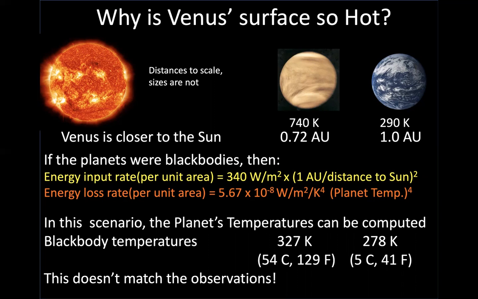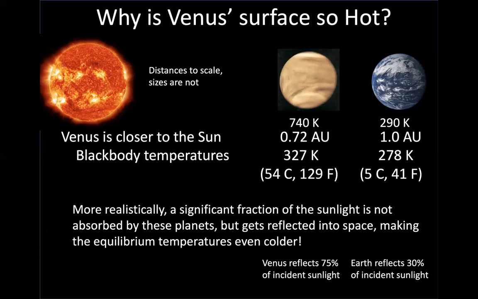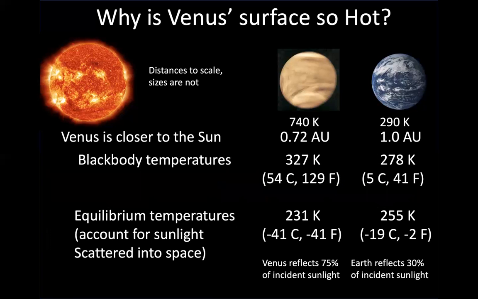These things reflect light. They don't just absorb all the light from the sun, they reflect a fair fraction of it. Earth reflects about 30% of its incident sunlight. That's why it's bright. Venus is even more reflective, mostly because it has more clouds, and reflects about 75% of its incident sunlight. That means that energy is not available to be absorbed and heat up the planet, which makes them even colder.